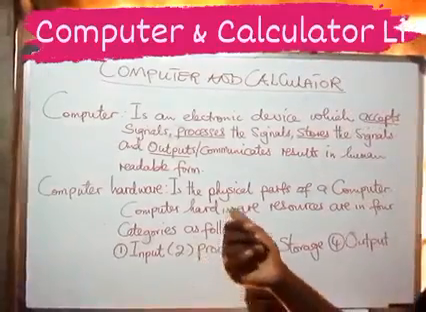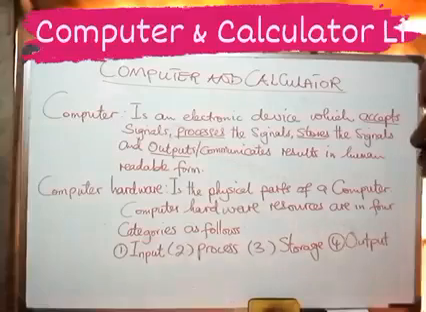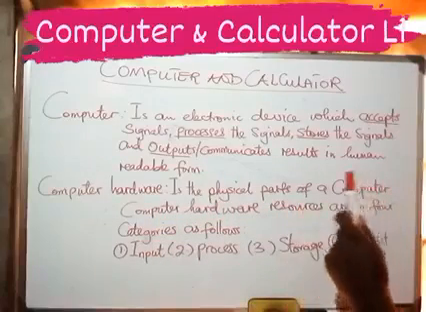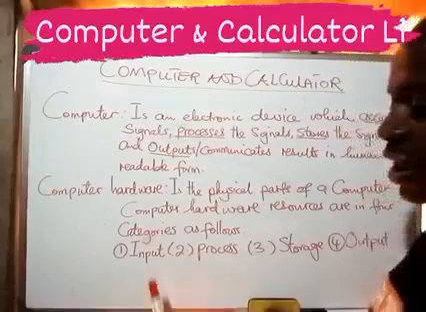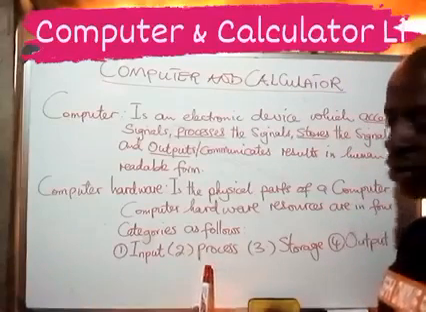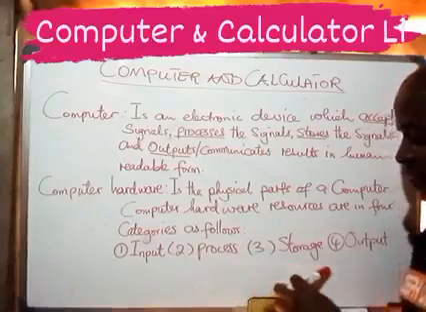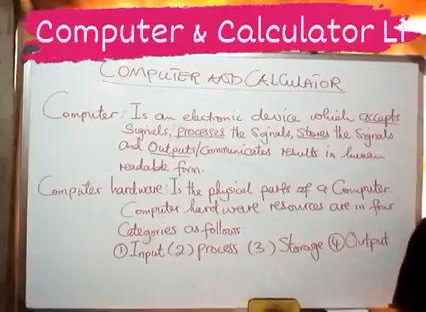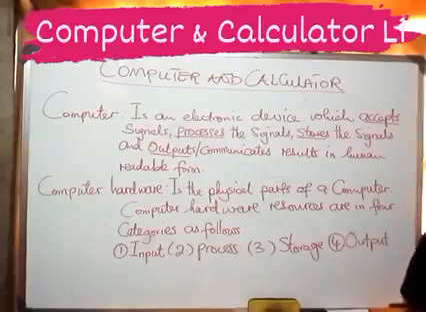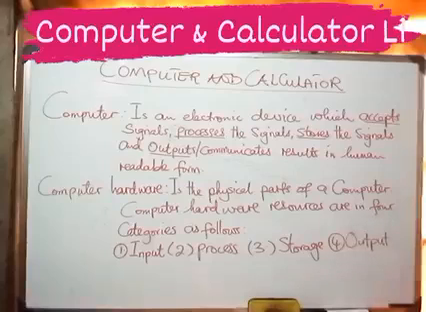The other point is that computer hardware is in 4 categories as follows. We have the category known as the input. We have the category known as the process. We have the category known as the storage. And we also have the category known as the output. Having looked at this, let us now go to how these hardware categories operate.